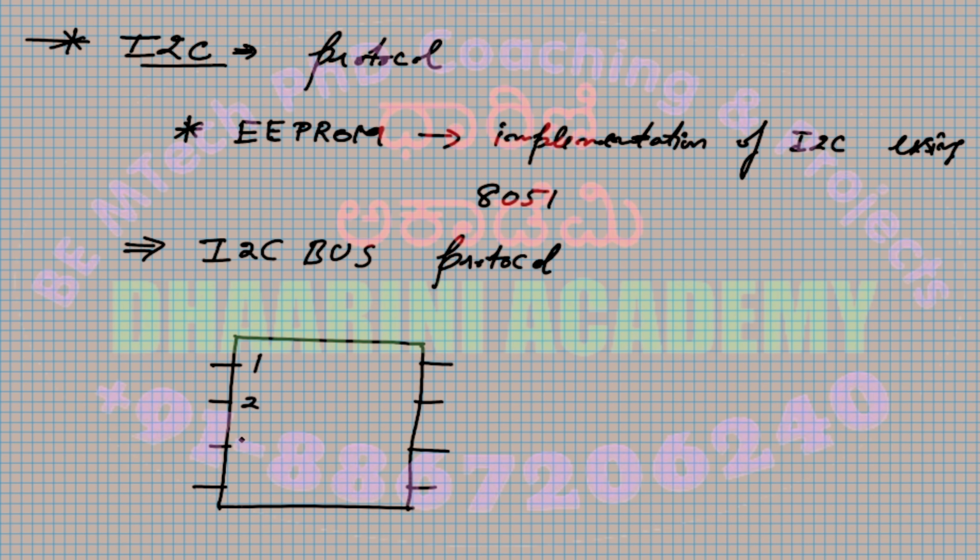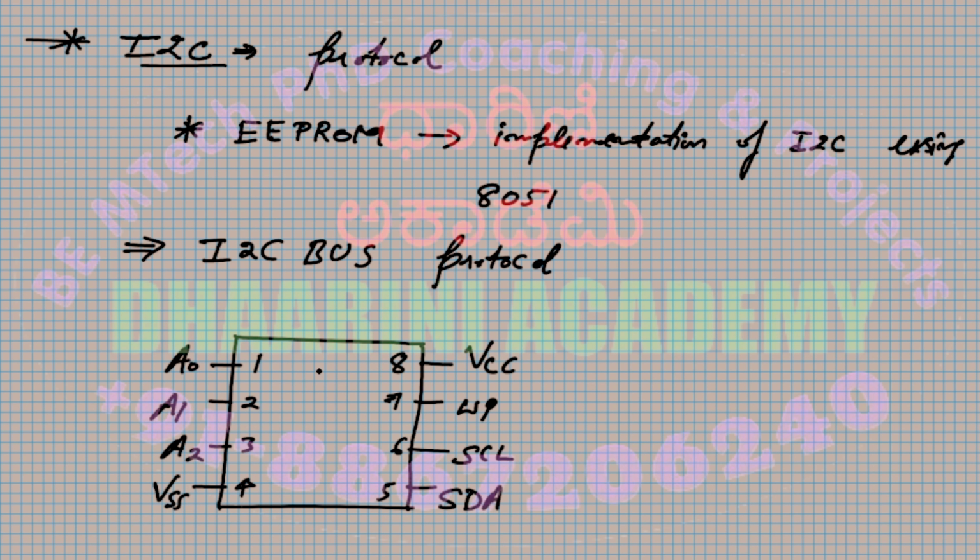So this is pin one, two. It's an 8-pin DIP package. This is called A0, A1, A2. This is the ground. Then the power supply will go to the VCC. Then SCL and SDA. So these are the various pins available on this. This is the EEPROM which we are going to use.